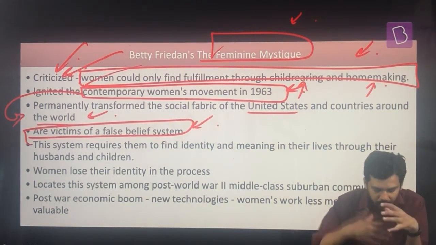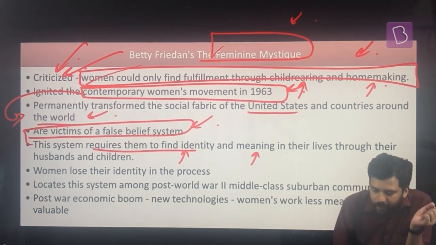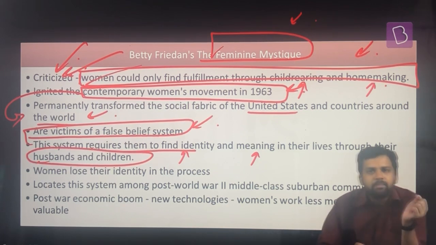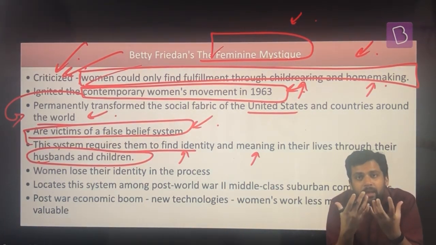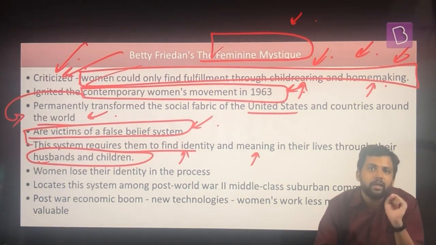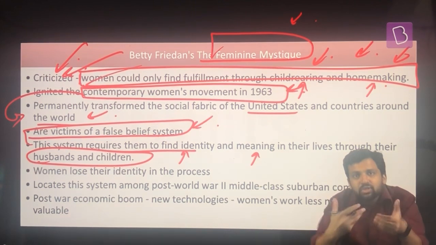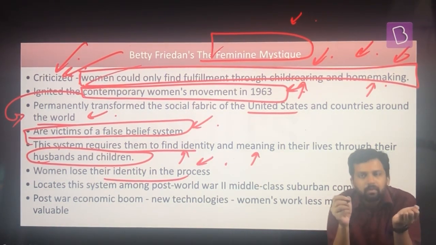Now, Betty Friedan is saying that we are all victims of a false belief system. This particular belief system is such that it requires women to find identity and meaning through their husbands and children. Women do not have an identity in itself. It is through homemaking and child rearing that they can find their identity. And in this process, what happens? Women lose their own identity.